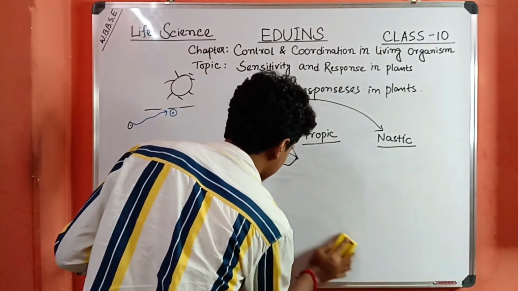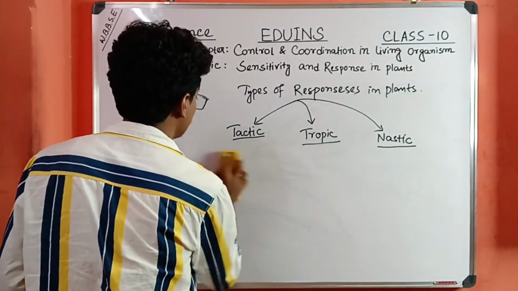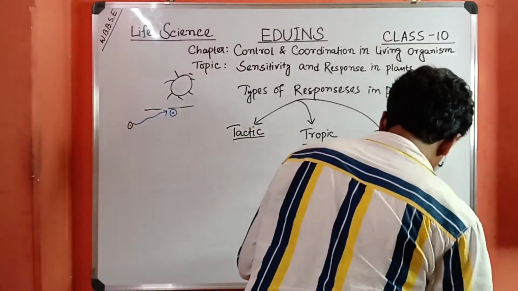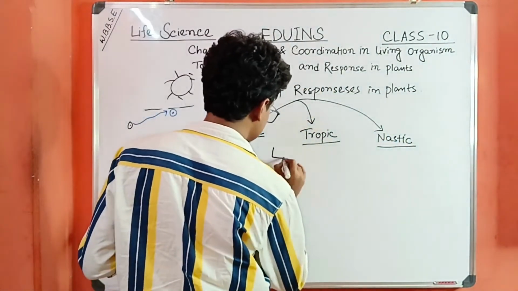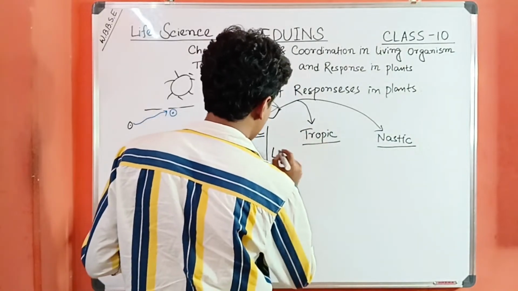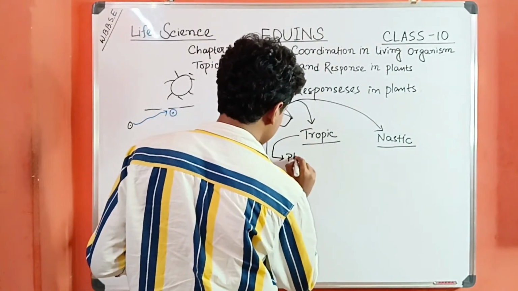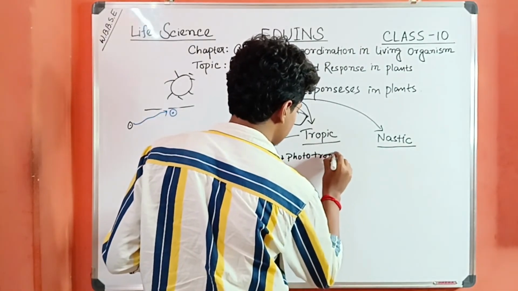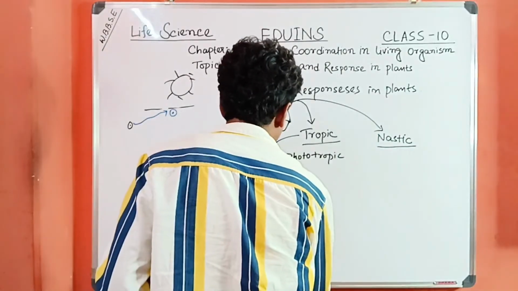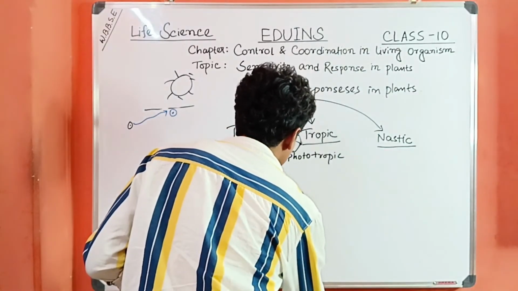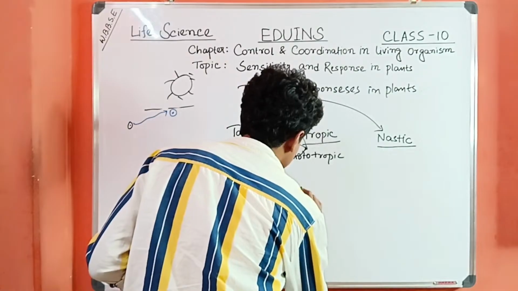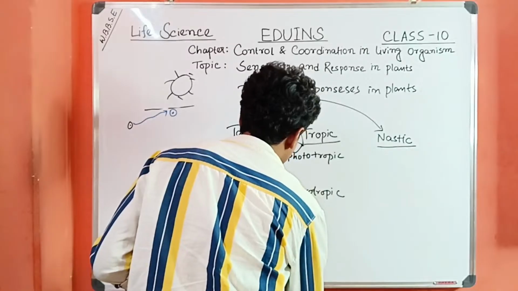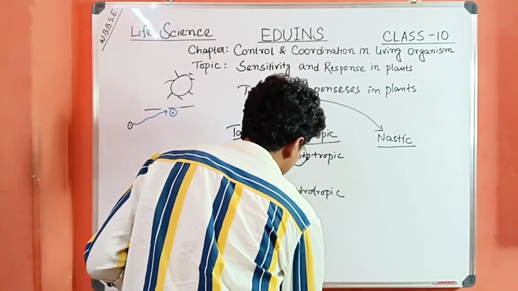Okay, so next, we jump to the trophic movement. There are mainly three types of trophic movement in plants. What are they? Number one, phototropic. Number two, hydrotropic. And number three is geotropic.